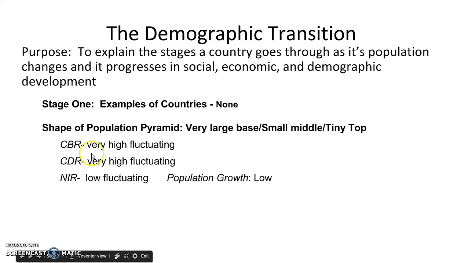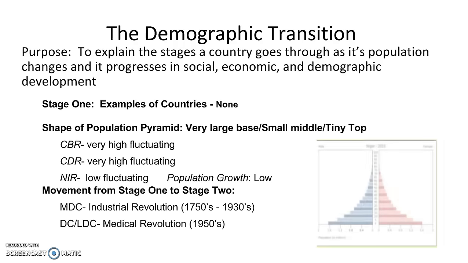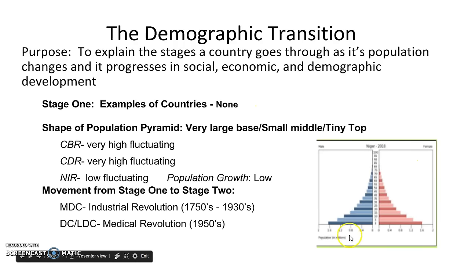When we look at the model, we just talked about that the crude birth rate is high and fluctuating, the crude death rate is high and fluctuating, and the natural increase rate is low and fluctuating. This leads to a very low population growth. When we look at the population pyramid, we can see that we have a very large base, a small middle, and a tiny top.